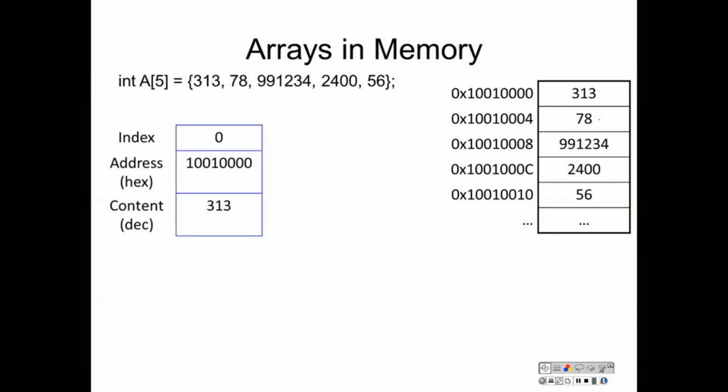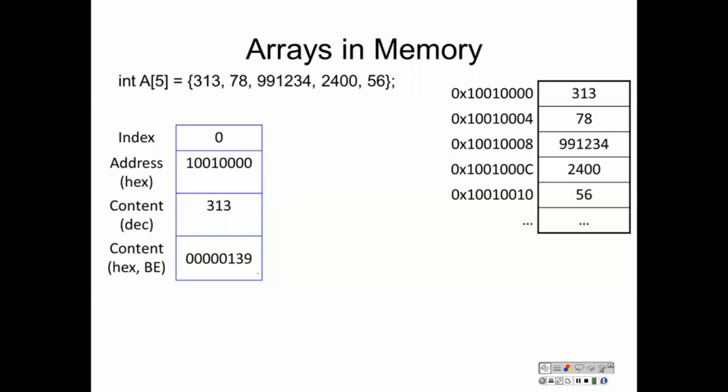Depending on the Endianness of the architecture, those 4 bytes may appear in different order within the word starting at the address. So let's consider array index 0, starting at the address 10010000. When we load and store the value there, we get 313. When we inspect the contents of the memory in hexadecimal, in Big Endian, it's 00000139, where 139 in hexadecimal is equivalent to 313 in decimal.